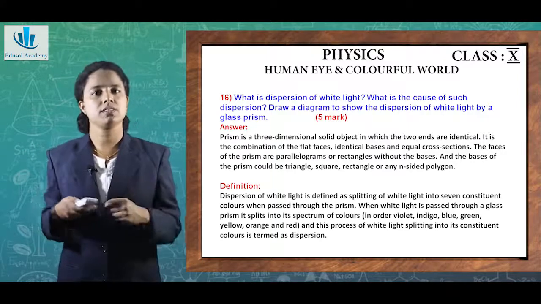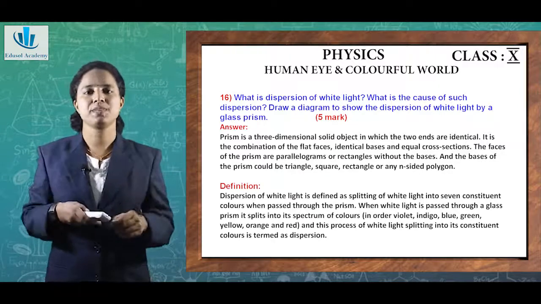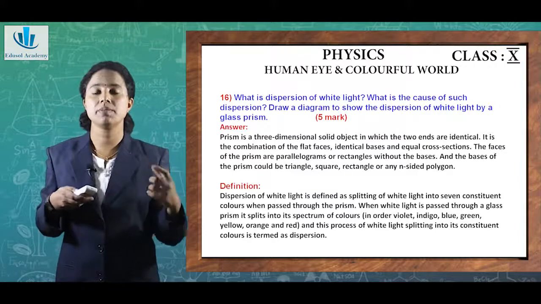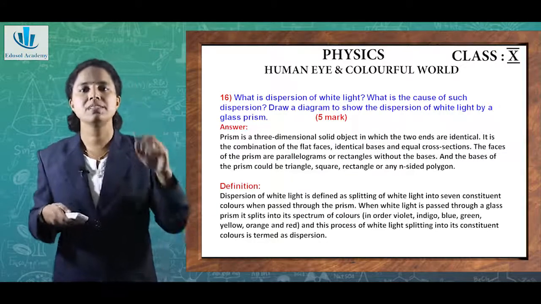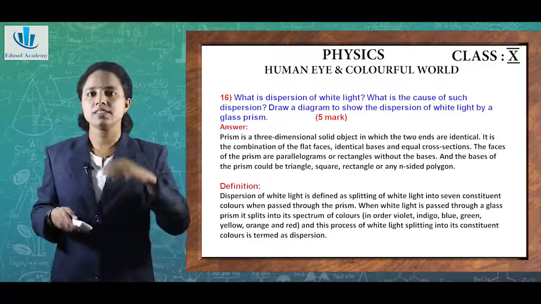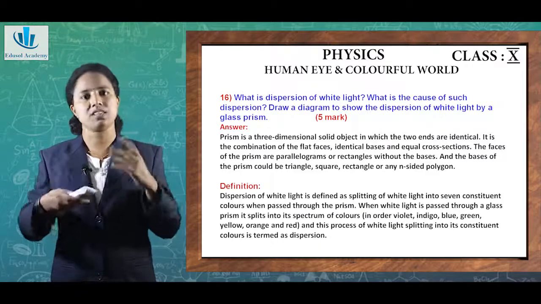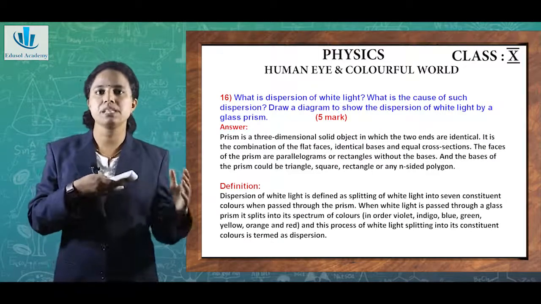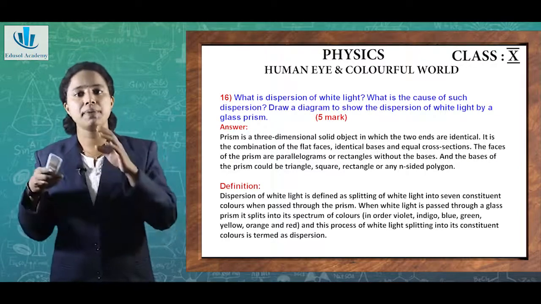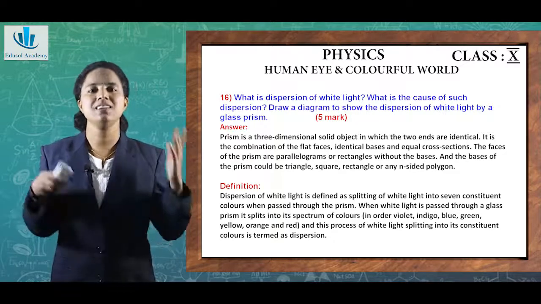Another important question is: what is dispersion of white light? What is the cause of such dispersion? Draw a diagram to show the dispersion of white light by a glass prism. To understand this question, we need to find what we mean by a prism and what its properties are. A prism is a three-dimensional solid object in which two ends are identical. It is a combination of flat faces, identical bases and equal cross sections. The faces of prisms are parallelograms or rectangles, without the bases. And the bases of the prism could be a triangle, square, rectangle or any n-sided polygon.